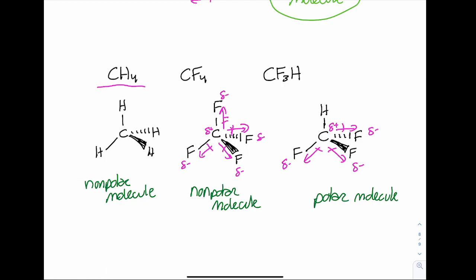So kind of all 3 examples, right? I have a nonpolar molecule because I don't have polar bonds. I have a nonpolar molecule that has polar bonds, but they're symmetrically arranged, they cancel each other out. And then I have a polar molecule. It actually has polar bonds and 1 nonpolar bond. Those 3 polar bonds are canceling each other out.